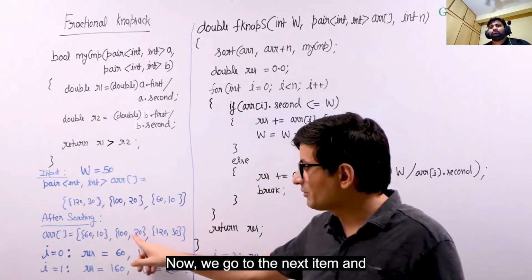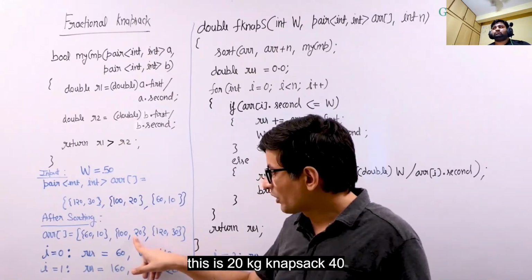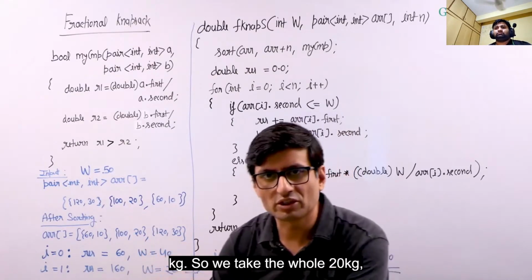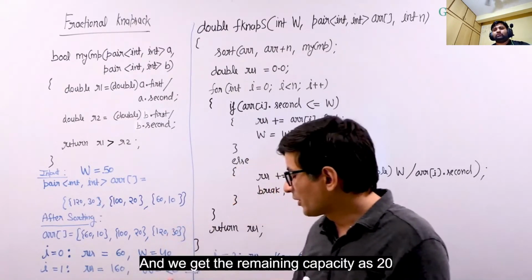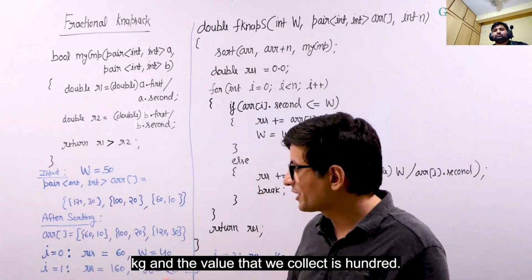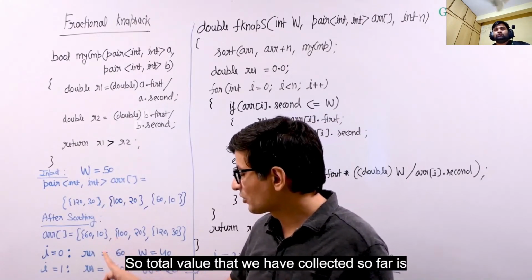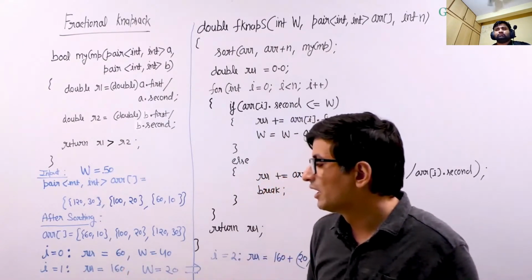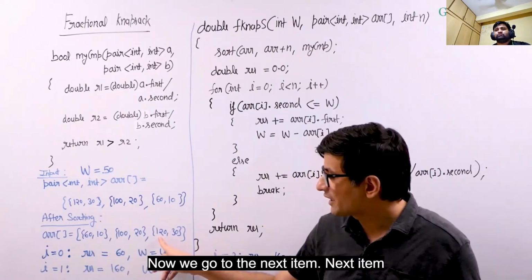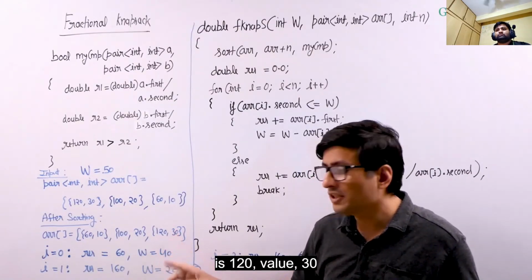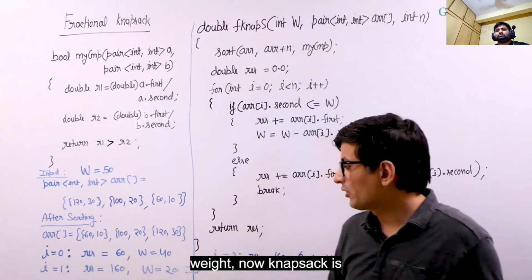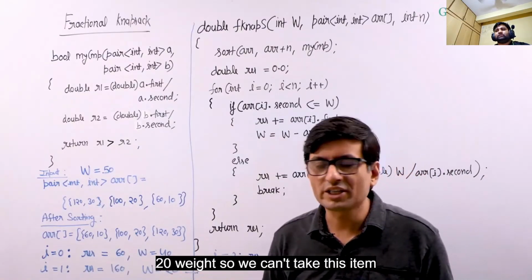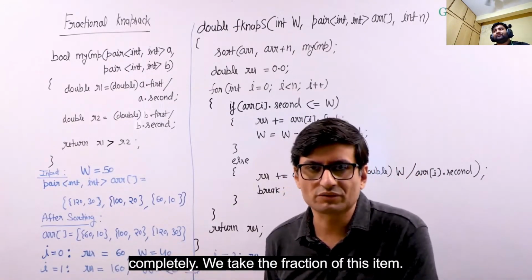Now we go to the next item, and this is 20 kg, knapsack is 40 kg, so we take the whole 20 kg, and we get the remaining capacity as 20 kg, and the value that we collect is 100. So total value that we have collected so far is 60 plus 100, 160. Now we go to the next item. Next item is 120 value, 30 weight. Now our knapsack has 20 weight. So we can't take this item completely, we take the fraction of this item.